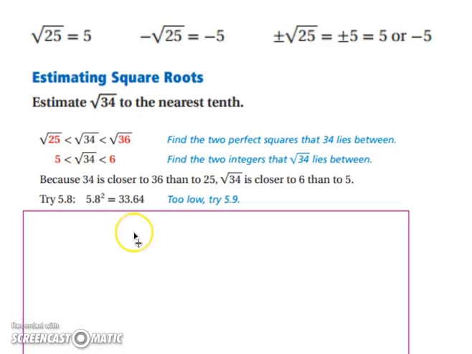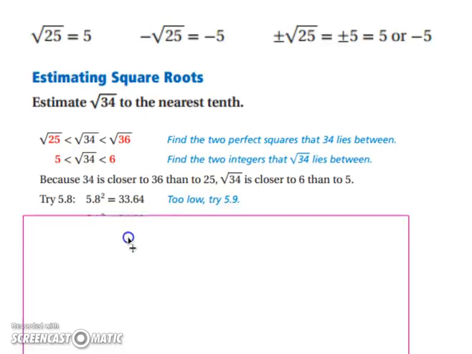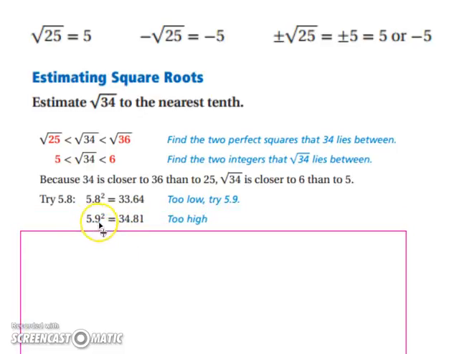So let's try a couple numbers. Let's try 5.8. So 5.8 squared is 33.64. Too low. So we're going to try 5.9. 5.9 squared is 34.81. That one's too high. So that means we've now narrowed it down: it's got to be closer to 6, so we're trying numbers bigger than 5.5. And we know that it's bigger than 5.8, but smaller than 5.9.